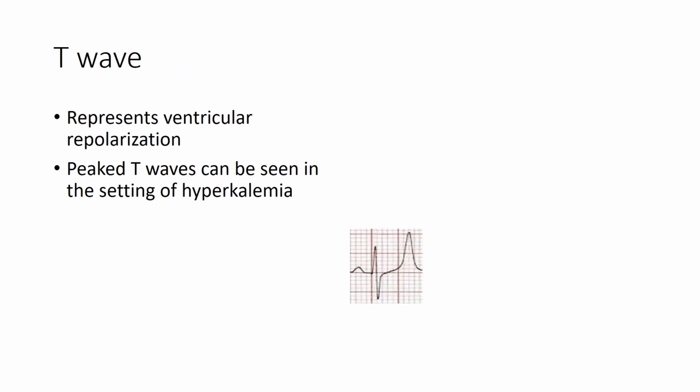Coming to the T wave, it represents ventricular repolarization. Peaked T waves can be seen in the setting of hyperkalemia, and tall T waves can also be seen in the setting of acute ischemia. Here we have shown a complex with tall T wave representing hyperkalemia.